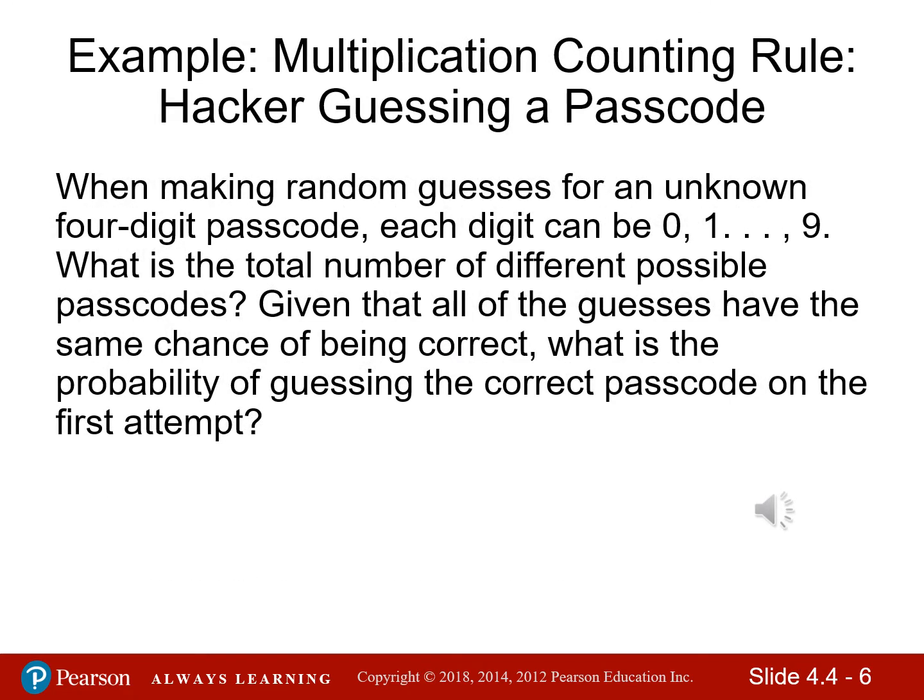Let's consider another example of the multiplication rule. This one is a hacker guessing a passcode. When making random guesses for an unknown 4-digit passcode, each digit can be between the values of 0 to 9. What is the total number of different possible passcodes? Given that all of the guesses have the same chance of being correct, what is the probability of guessing the correct passcode on the first attempt?